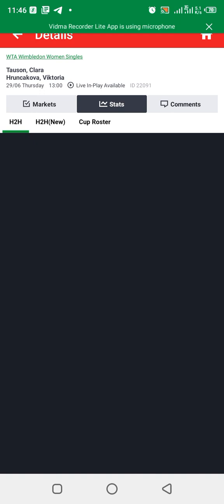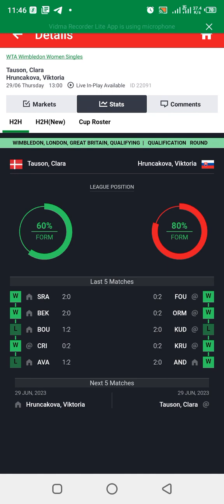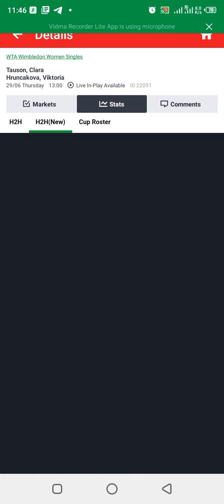So it's loaded. So we have the head-to-head. Don't make a mistake, because some people usually find it hard to understand some things. This head-to-head, we are not concerned with that for now. What we are concerned with is the head-to-head new. As you can see beside it, we see head-to-head and new in brackets. Then you click on it.